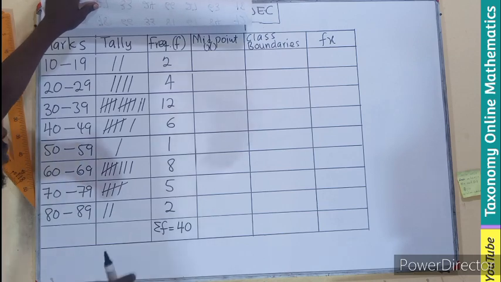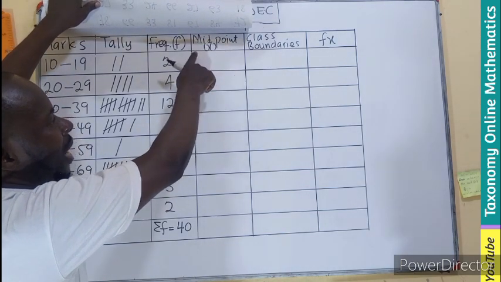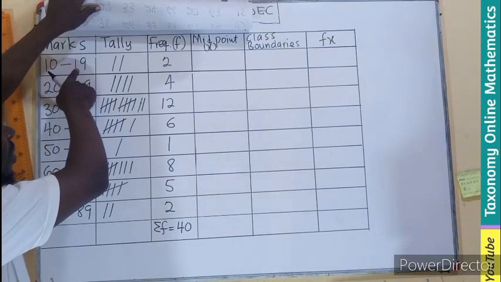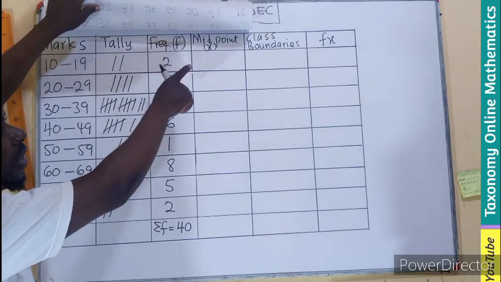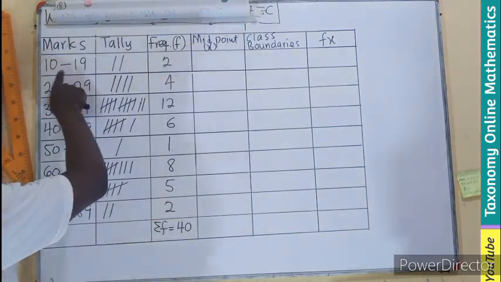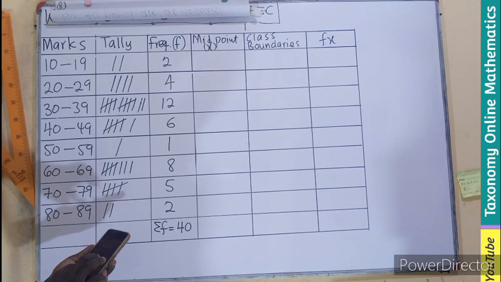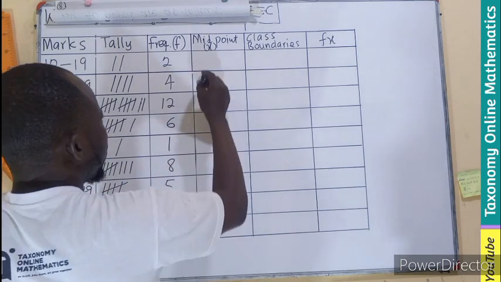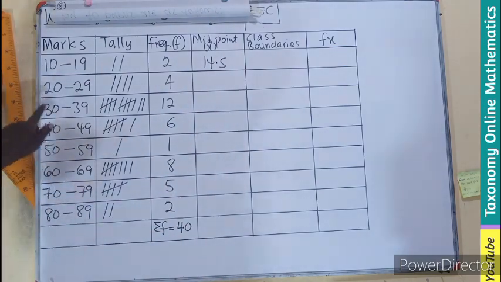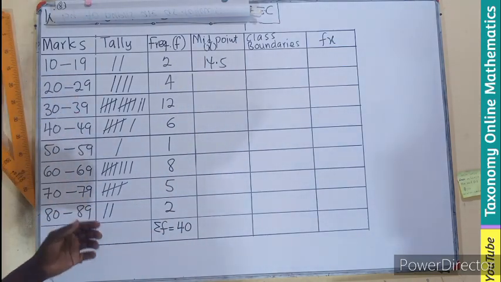The next thing to do is to find the midpoint. How do we find the midpoint? Midpoint is adding the lower class limit plus the upper class limit, then we divide by what? 2. Let's check that out. Okay, so remember, midpoint is 10 plus 19, then divided by 2. That's the midpoint. So that will be giving us 14.5. The next one should be 20 plus 29 divided by 2.